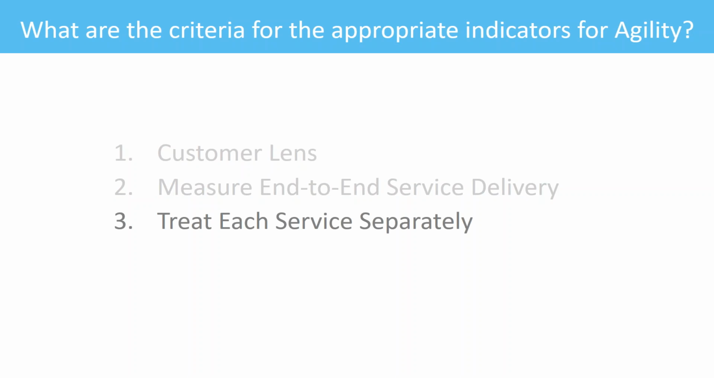Third is to treat each service separately. When there's a company, usually they're offering multiple services. When you're fixing a production defect, that's one service. When you're introducing new capability or new features, that's another service. When you're adding new enhancements to existing capability, that can also be another service.